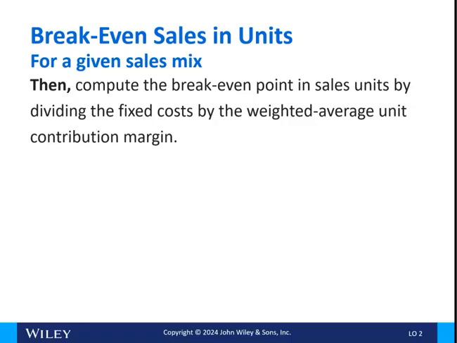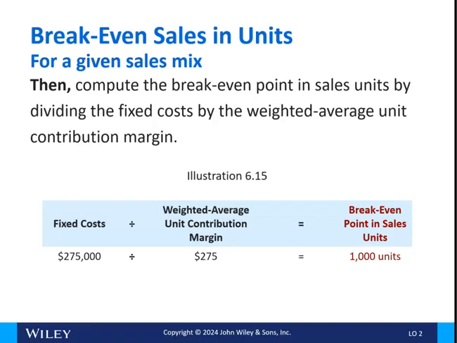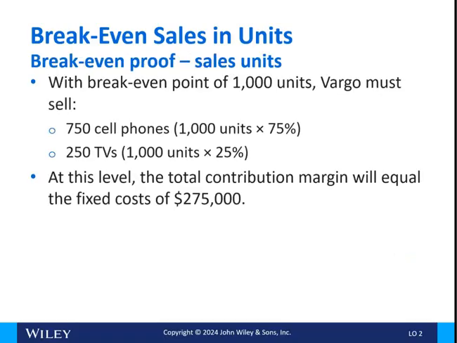Then we compute the break-even point in sales units by dividing the fixed cost by the weighted average unit contribution margin. So our fixed cost of $275,000 divided by $275 of our contribution margin on a weighted average basis says that we break even at 1,000 units. So remember, that's total units. So then we have to figure out how many cell phones and how many TVs we need to sell.